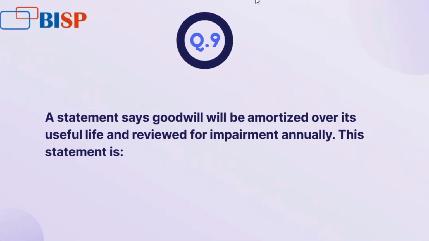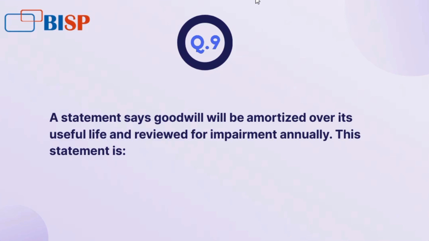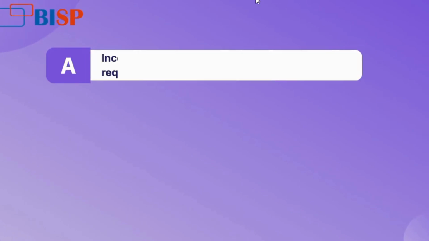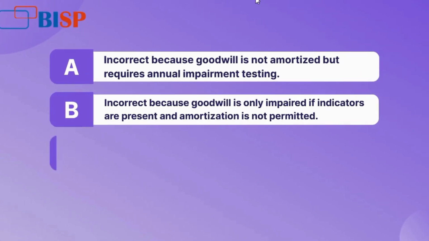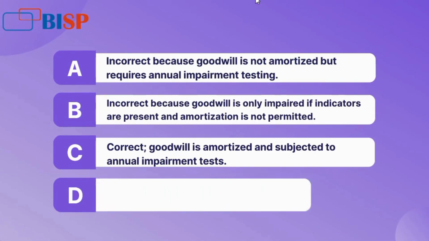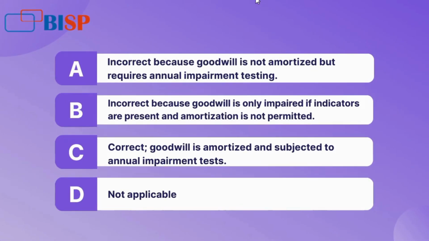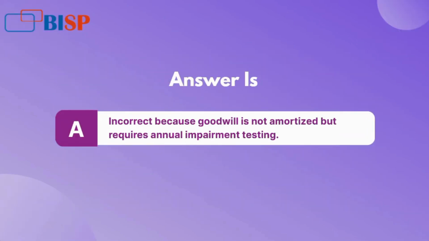A statement says goodwill will be amortized over its useful life and reviewed for impairment annually. This statement is A. Incorrect because goodwill is not amortized but requires annual impairment testing. B. Incorrect because goodwill is only impaired if indicators are present and amortization is not permitted. C. Correct, goodwill is amortized and subjected to annual impairment tests. D. Not applicable. Answer is A. Incorrect because goodwill is not amortized but requires annual impairment testing.